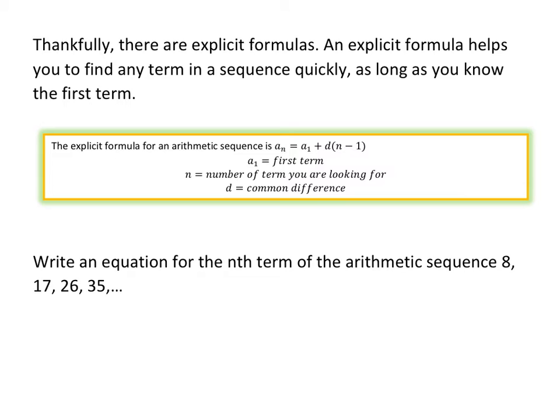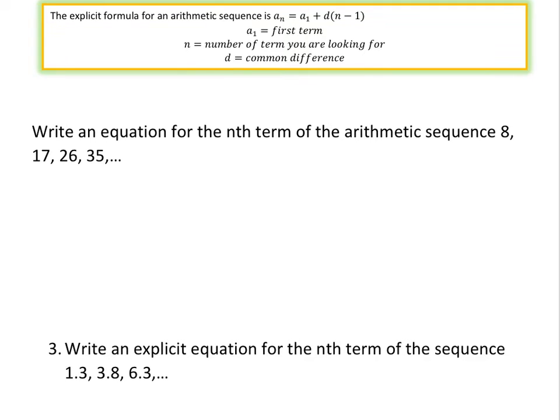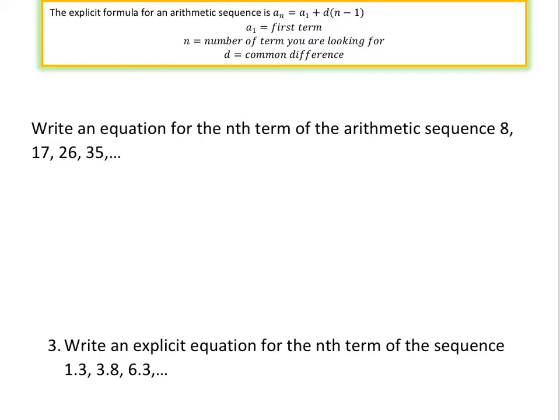Alright, so the explicit formula for an arithmetic sequence is a sub n equals a1 plus d times n minus 1. a1 is the first term, n is the number of the term that you are looking for, and d is the common difference, which we've talked about. So let's look at this first example. Write an equation for the nth term of the arithmetic sequence 8, 17, 26, and 35.